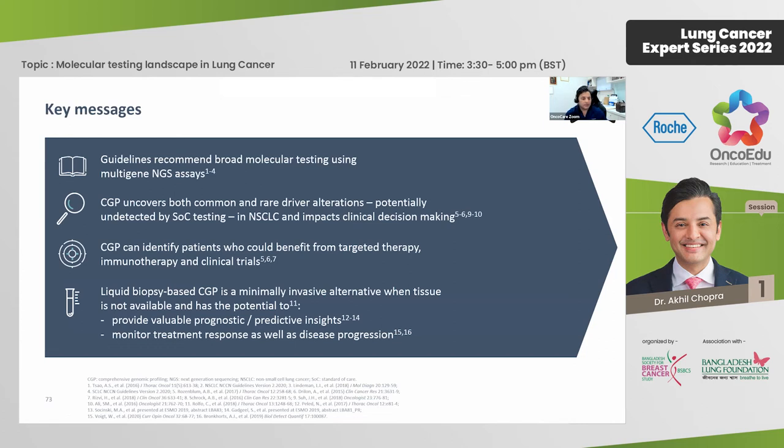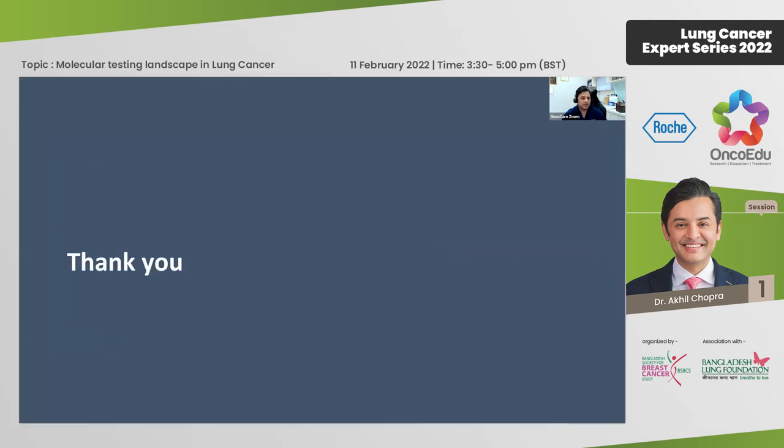So that's where comprehensive genomic profiling is beneficial, not just for targeted therapy, as well as immunotherapy and clinical trials, if these are available in your country. Liquid biopsy is an alternative, using either NGS again or PCR-based tests, easy to take a sample. But again, you have to be a bit careful how to select the patient best for liquid biopsy. And I think more and more we are using it for monitoring treatment response and disease progression, as I highlighted in the second case.